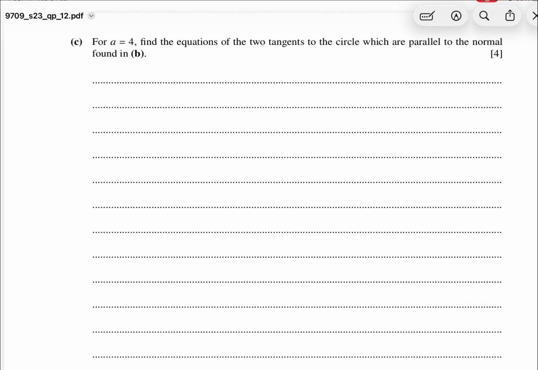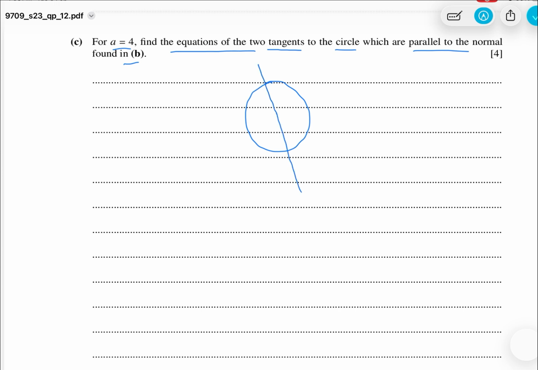Now, let us look at this question. For a equals 4, find the equation of the two tangents to the circle which are parallel to the normal found in part B. So we have a circle with us. Now we found a normal like this. The center was 4 and 3. We have to find the equation of these two tangents which are parallel to the normal.